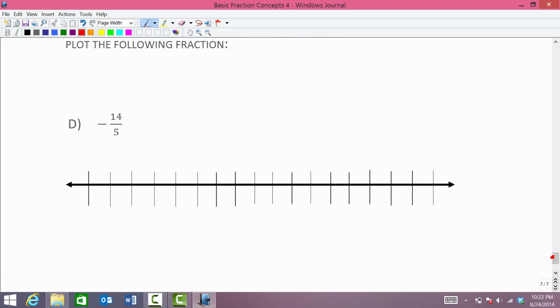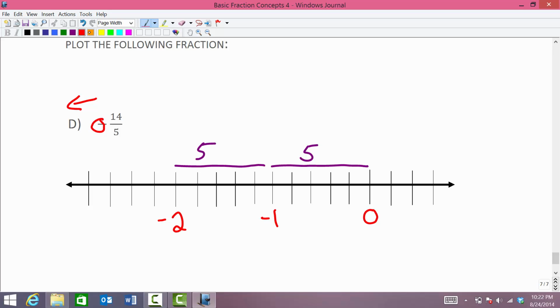And our last one, it is a negative value, so that tells us that we are going toward the left of 0. So let's put our 0 here. And then how many equal pieces do we need between our numbers? Well, our denominator is 5, so we need to go 1, 2, 3, 4, 5. I think that's good enough here. And so we have 5 equal pieces between each of our whole numbers.